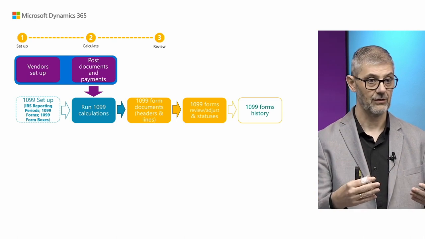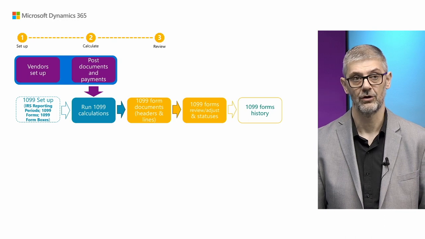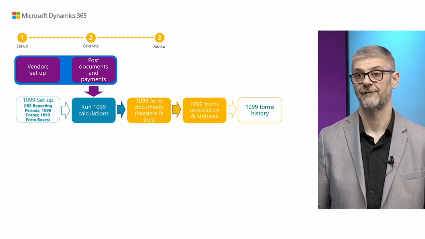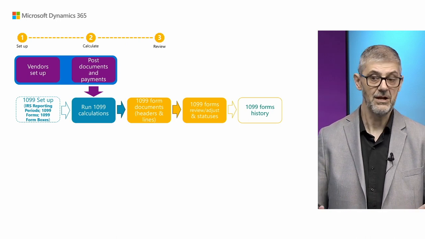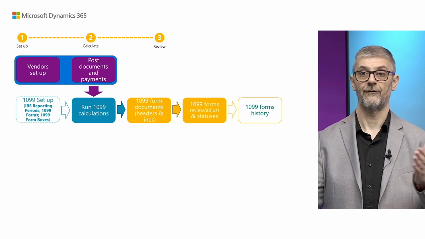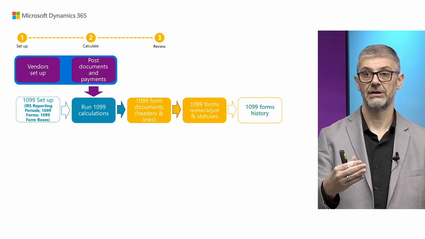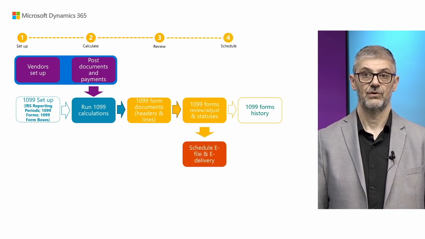So you can check history from previous years, and of course you can configure your retention policy if you have thousands of forms and you are taking care of your database space. You can configure your retention policy and remove old forms, for example more than 3 years old, whatever you decide. Now we have the next stage, to schedule.